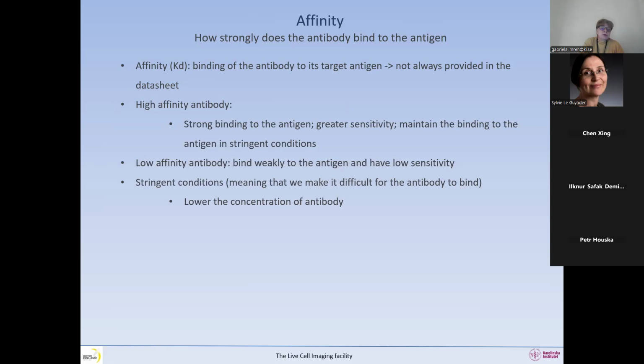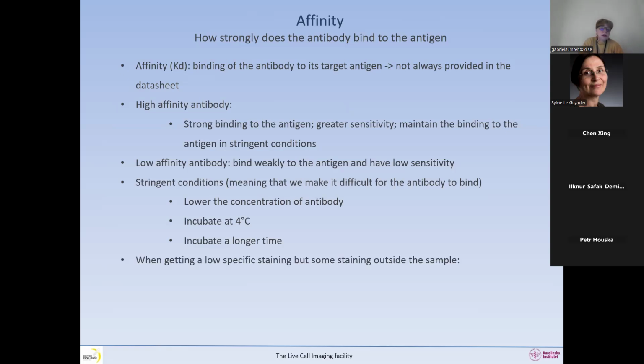With how you do that, if you want to check that your antibody has a high affinity, although it sounds counterintuitive, you will use it under stringent conditions, meaning that you will lower the concentration of antibody. You incubate at 4 degrees, or you incubate it over a longer time, usually overnight. This will also increase your signal and will lower your background.